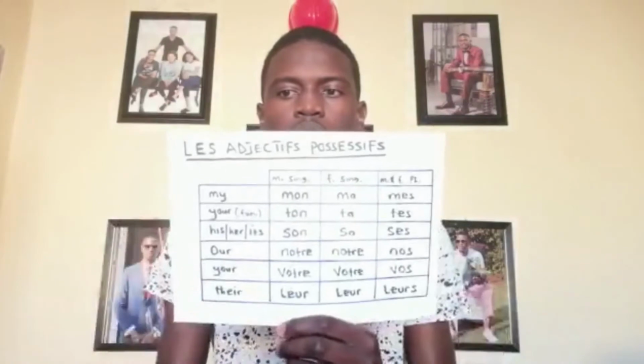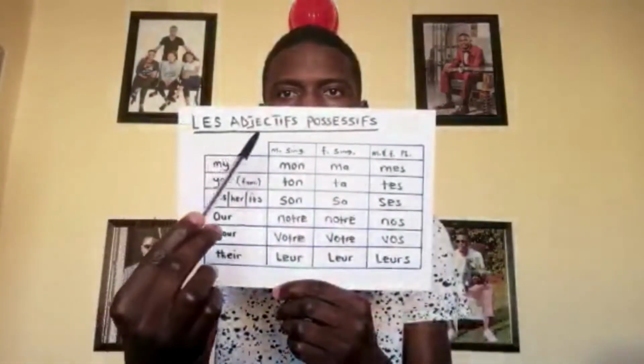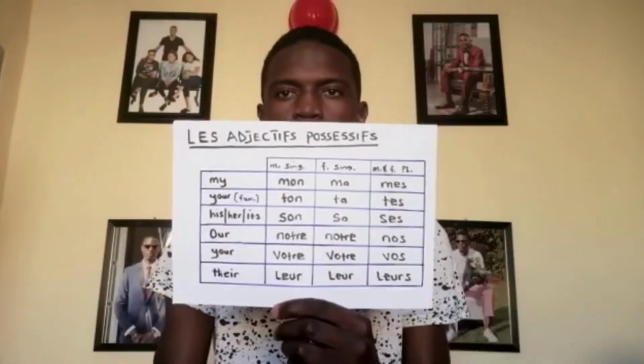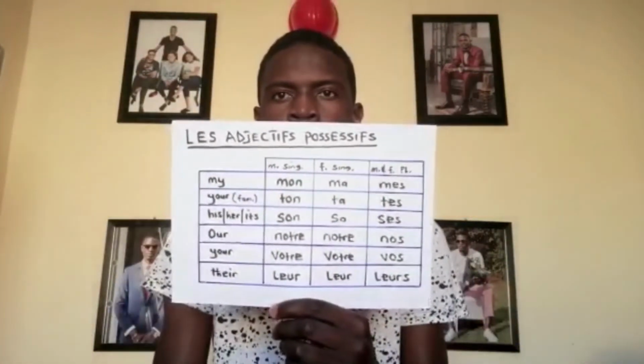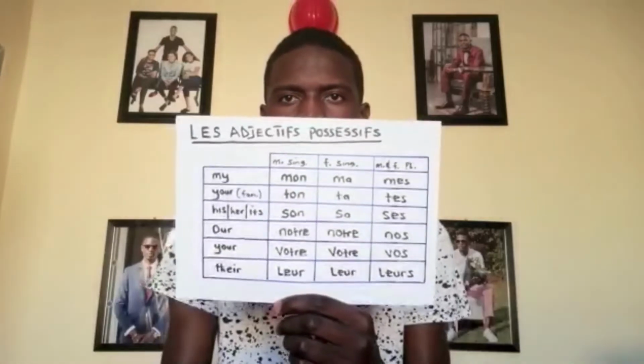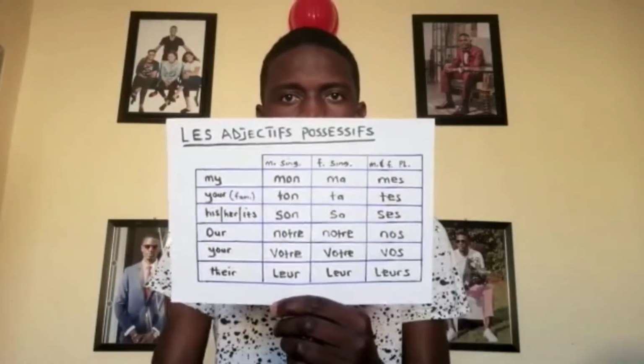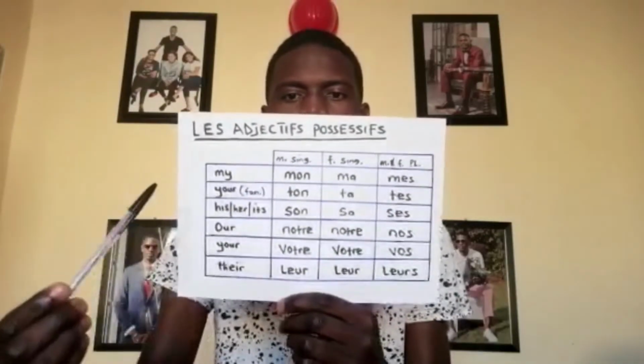Alors maintenant, on va prendre ce qu'on appelle les adjectifs possessifs. We're going to look at possessive adjectives. Possessive adjectives are adjectives that are indicative of what belongs to whom, either an item or a person. So we have here a table.